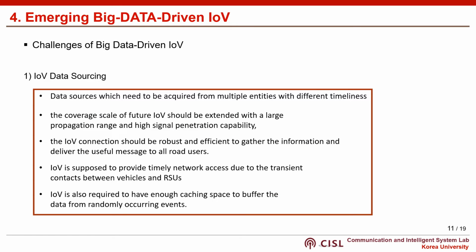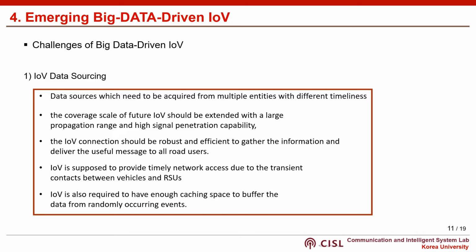So next are the challenge issues of big data IoV. First, I will explain the challenge issue related to IoV data sourcing. The data source must be obtained from several entities, such as vehicle onboard sensors, passengers and road facilities. To effectively collect multi-source big data, data sources can spread over a wide area, so broad propagation coverage and high signal concentration capability must be extended for the application of IoV.